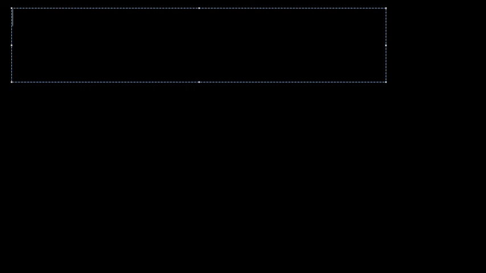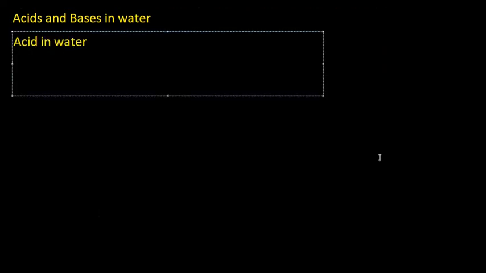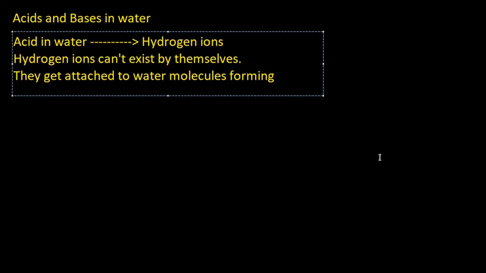Today we are discussing what happens when we put acids and bases in water. So when we put an acid into water, like hydrochloric acid, what we get is hydrogen ions. Now these hydrogen ions can't exist by themselves. They get attached to water molecules, forming hydronium ions.